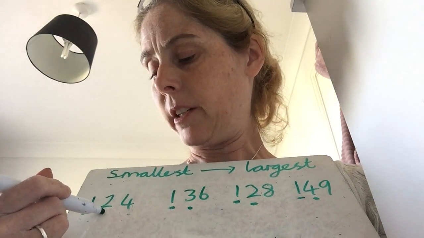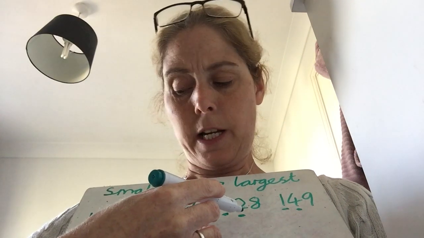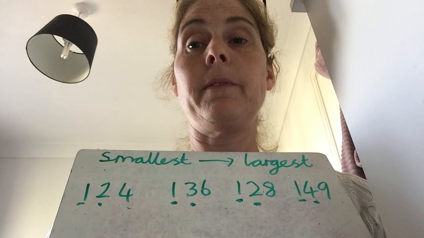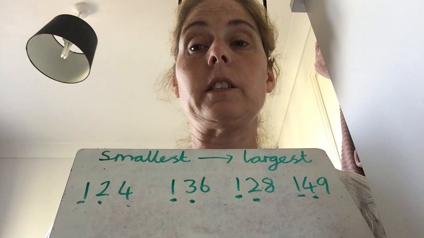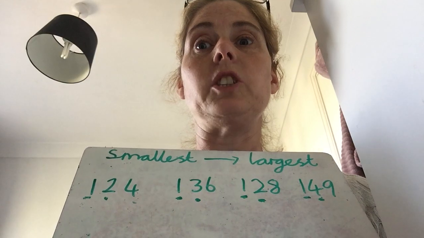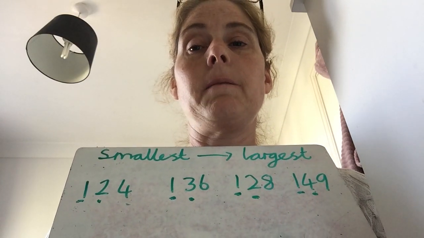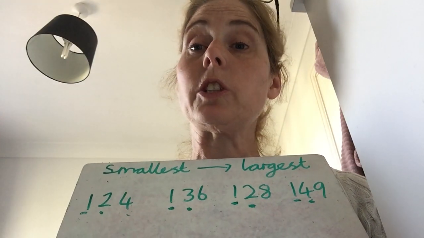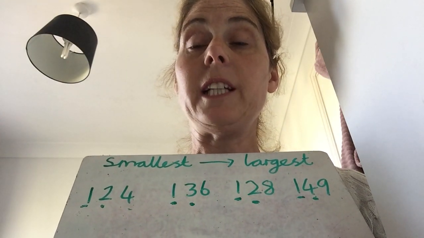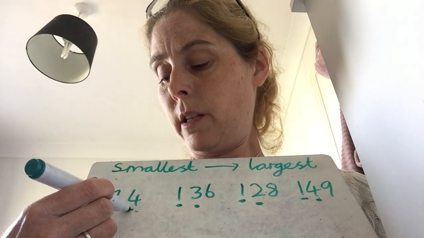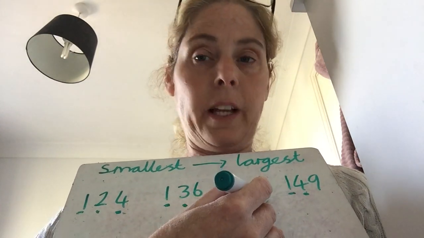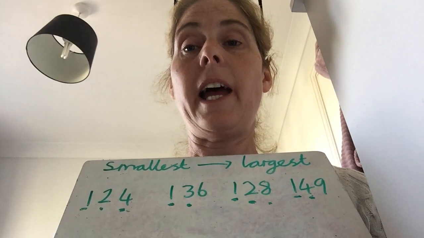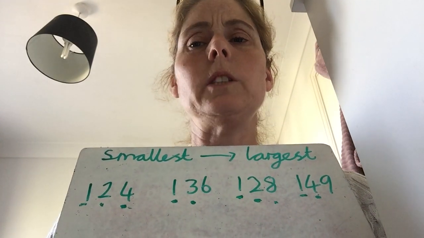So if we look carefully at our tens numbers now, can we find the smallest number just by looking at the tens? Have a talk, discuss it. Can we find the smallest number just by looking at the tens? No, we can't, because we've got 2 that have only got 2 tens. So then we need to look at our ones. Okay, this one has 4 ones and this one has 8 ones. Okay, so 4 ones, 8 ones. Which one is smaller?